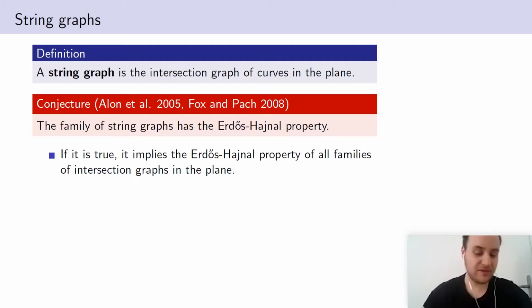Now, the reason this conjecture is particularly interesting is that it implies the Erdős-Hajnal property of all of the aforementioned intersection graphs. In particular, it implies it with this uniform, constant exponent c. Also, if one considers any type of geometric objects, then it implies the Erdős-Hajnal property of their intersection graphs. The reason is that when we talk about geometric objects, we imagine a connected subset of the plane, and any connected subset of the plane can be approximated by a curve. So in particular, every intersection graph of geometric objects is a string graph.